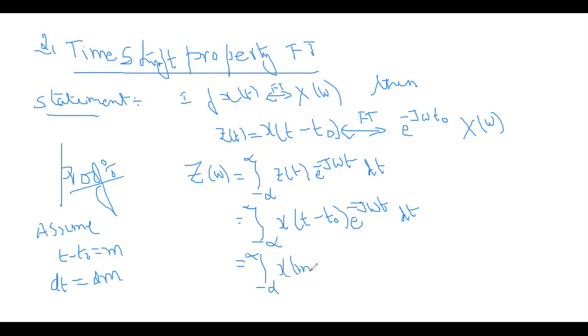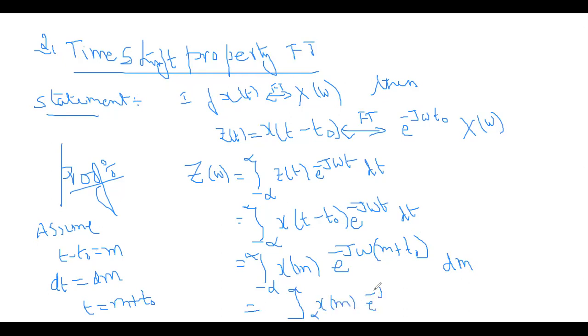X of m and e power minus j omega, and what is the t here? T is equal to m plus t naught, into dt which is dm. Dt is dm, my dear students. Now the integral from minus infinity to infinity, write all the m terms together: x of m e power minus j omega m dm, and another exponential is there, e power minus j omega t naught.